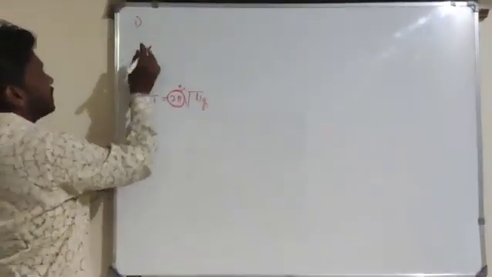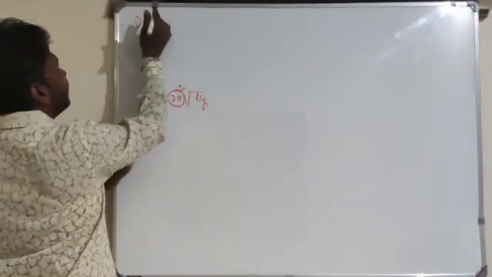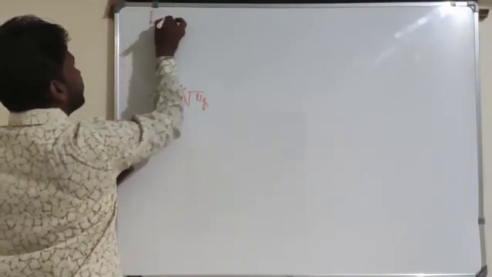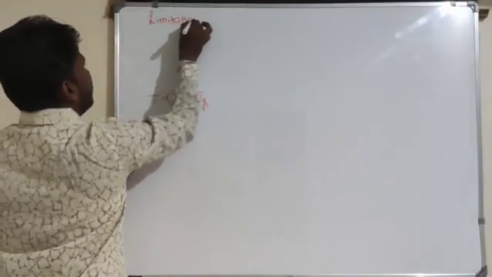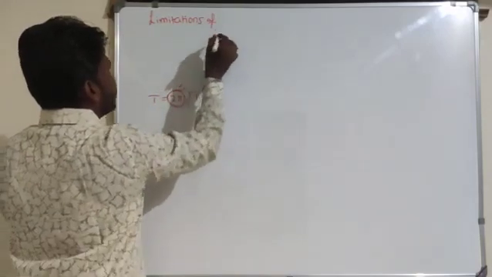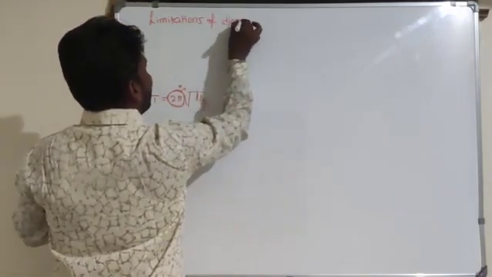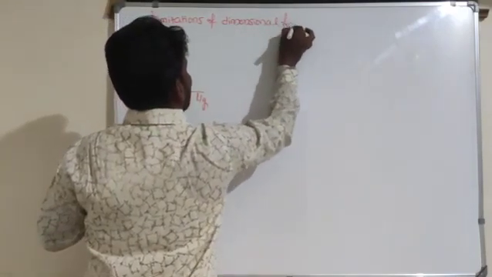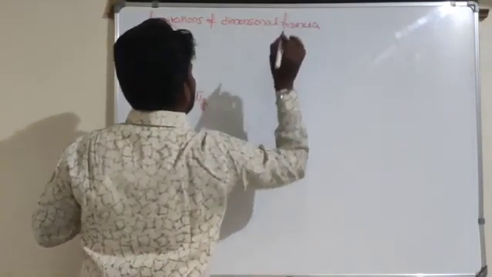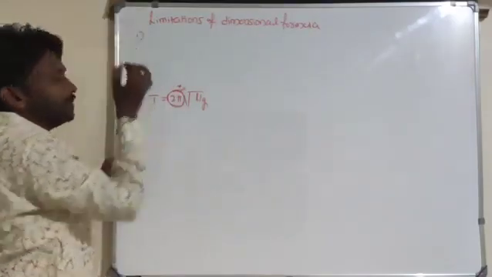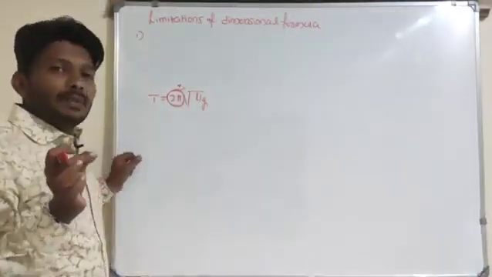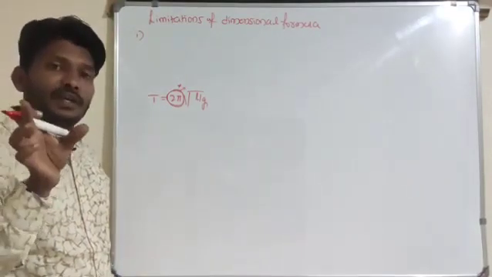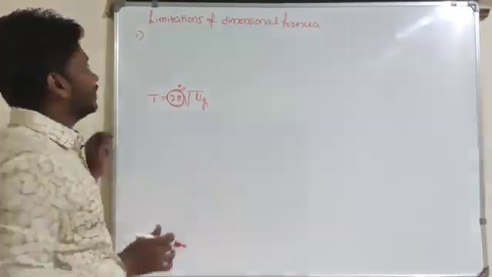So we are discussing the limitations of dimensional formulas. What are the limitations here? Limitations of dimensional formula. What's the first limitation? Dimensional formula doesn't give any information about a dimensionless constant in the given formula.